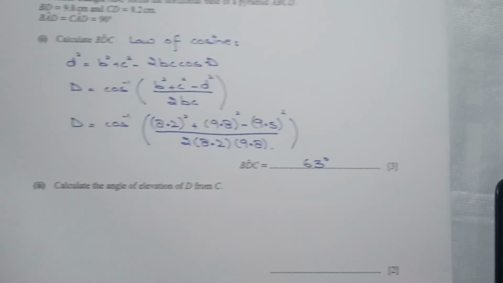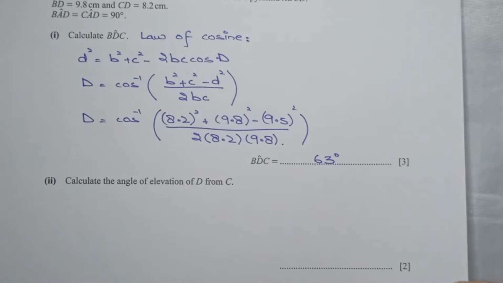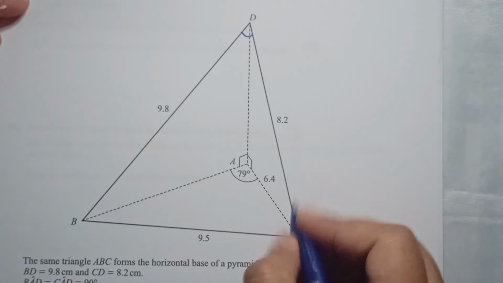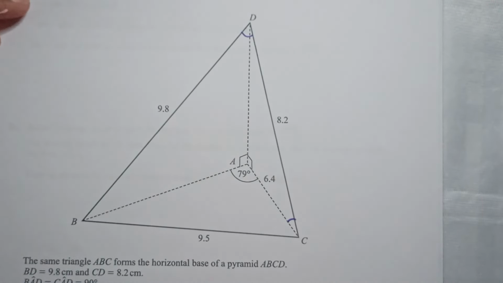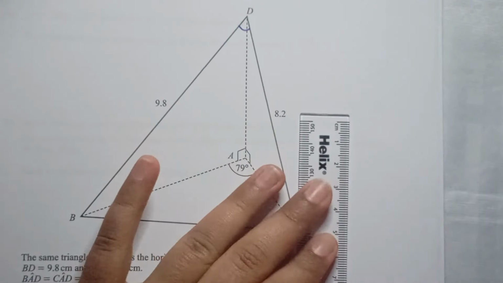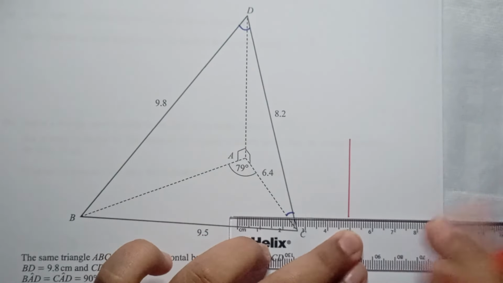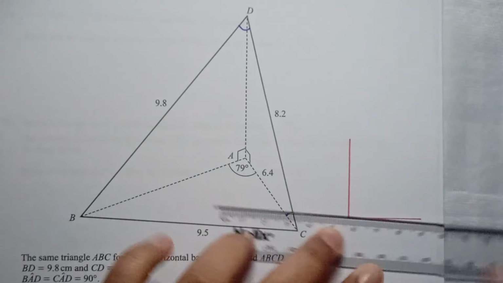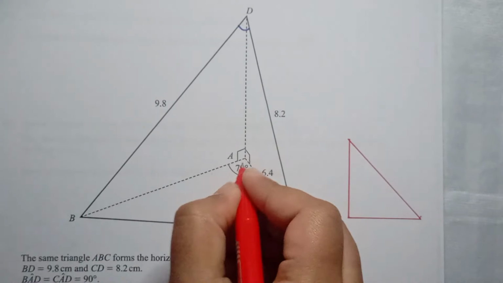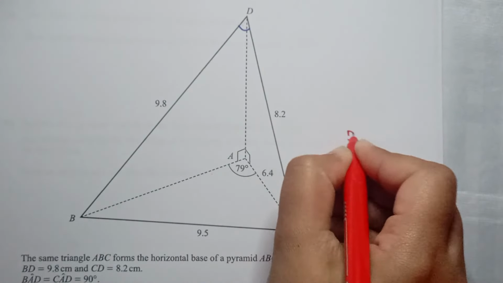Okay, now for the second part, calculate the angle of elevation of D from C. So how can we calculate the angle of elevation of D from point C? This angle we need to calculate, right? So if I can draw this triangle separately over here, D, A, and C, this triangle. So you can see this A is a right angle. We have C over here and D at the top, right?